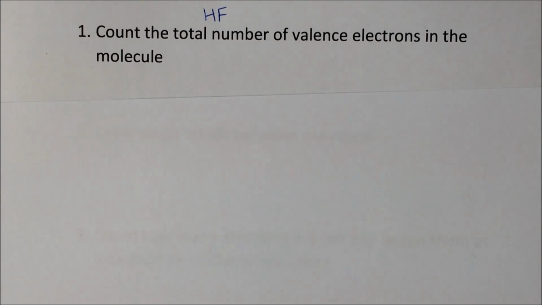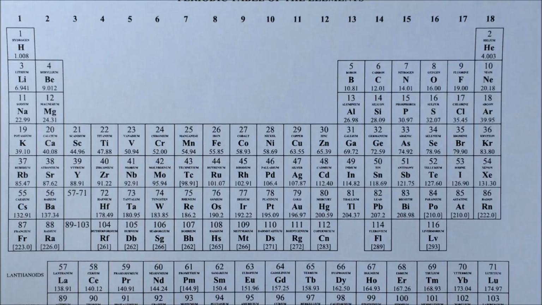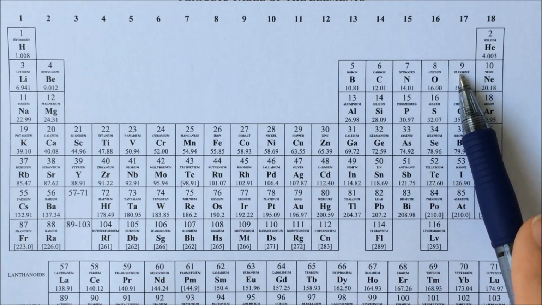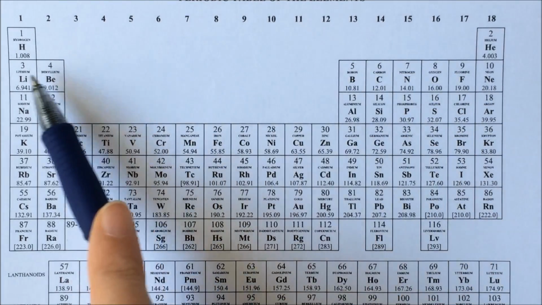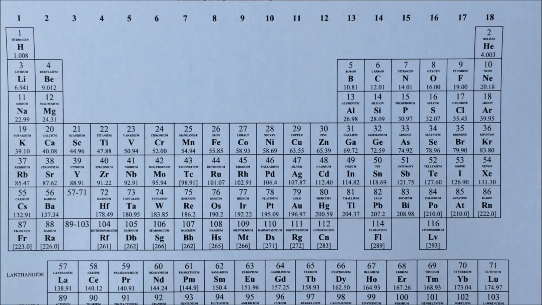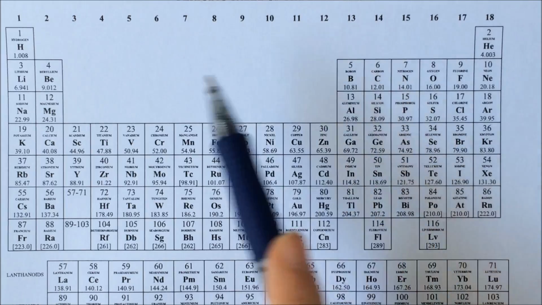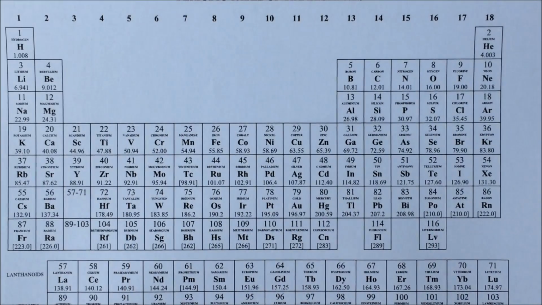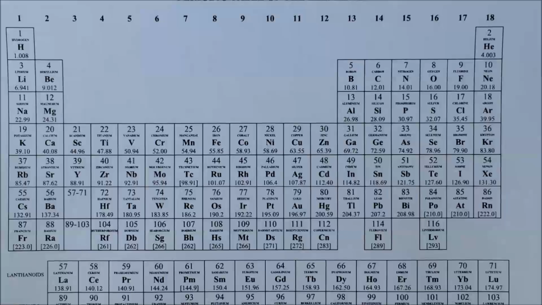And the first step in drawing a Lewis structure is always to count the total number of valence electrons in the molecule. Remember that valence electrons are those in the outermost orbitals. For the first two rows of the periodic table, an easy way to calculate the number of valence electrons for each element is to count back to the last noble gas. So for fluorine, we can count 1, 2, 3, 4, 5, 6, 7, and that tells us that fluorine has 7 valence electrons. For carbon, we can count back 1, 2, 3, 4. That tells us that carbon has 4 valence electrons.